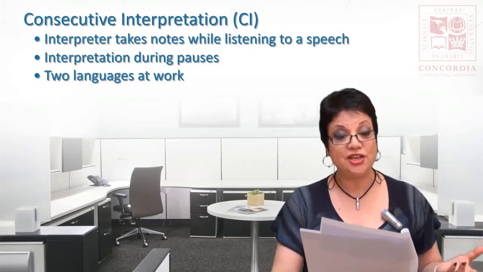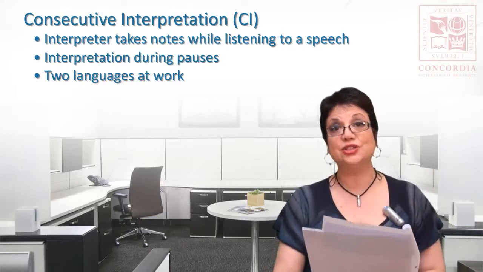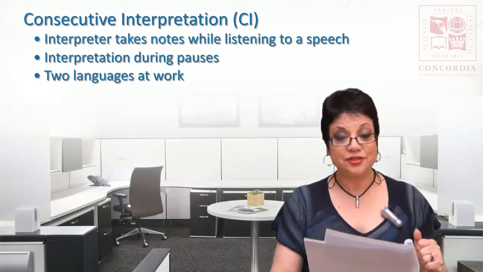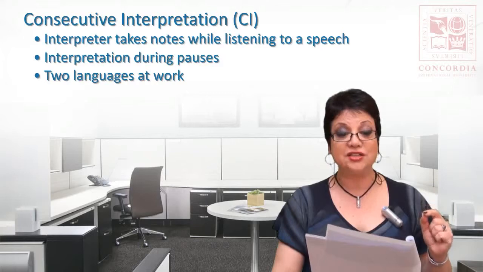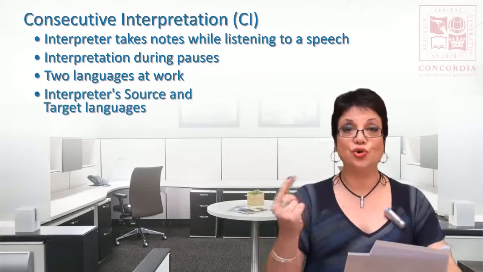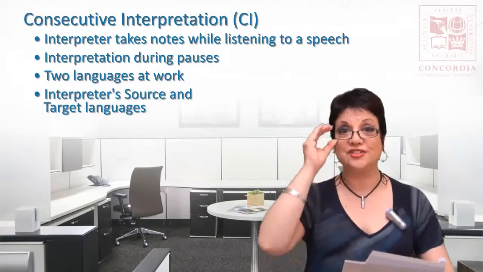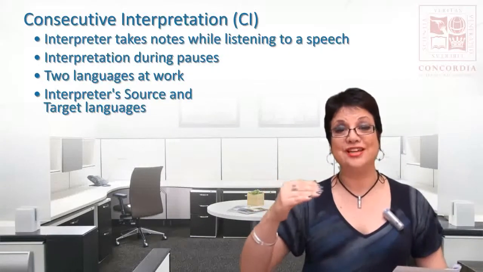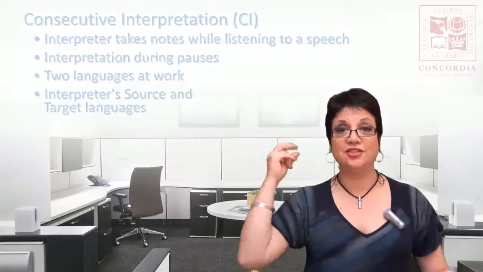Unlike translation and simultaneous interpretation, consecutive interpretation is commonly done into the interpreter's source and target languages. As you remember, with the simultaneous one, you hear and say from source to target, so you don't have time to go back and you don't have the need to go back. But here it's going back and forth.